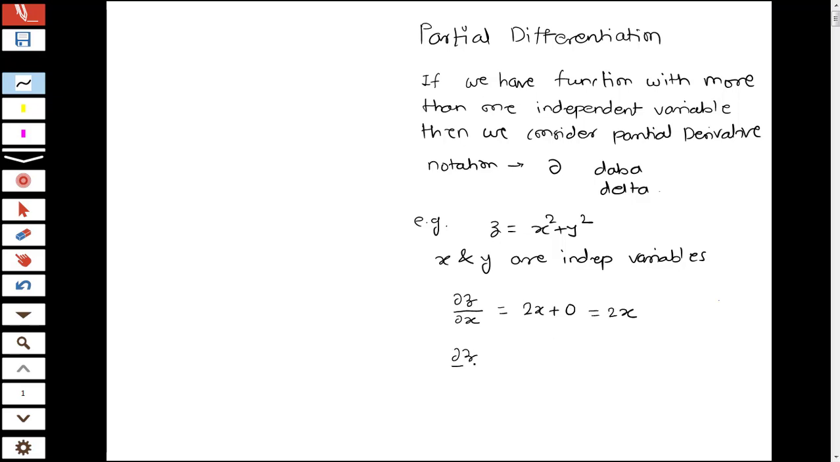Similarly, we may have the derivative of z with respect to y, that is del z by del y. But with respect to y, we will treat x as a constant. So the derivative of x square will be 0 and the derivative of y square is 2y. So it is equal to 2y.